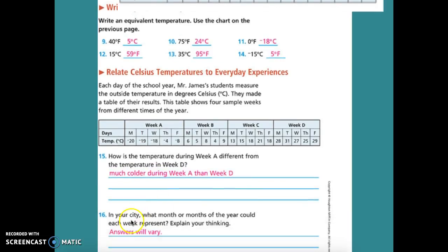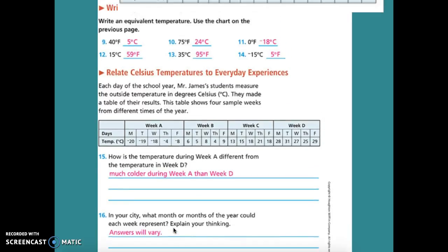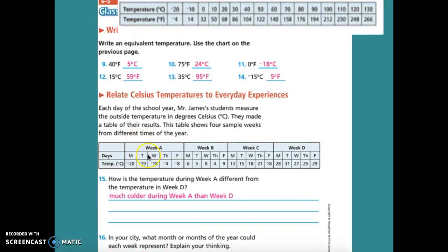For this one, in your city, what month or months of the year could each week represent? Explain your thinking. Well, I would say for us, the really cold temperatures are going to be our middle of winter. So our November, December, January, maybe February, and then it gets a little warmer. So maybe our March, April, May. Then we're getting to the 13 range. And it keeps going up. So let's say maybe March, and then maybe this is April.